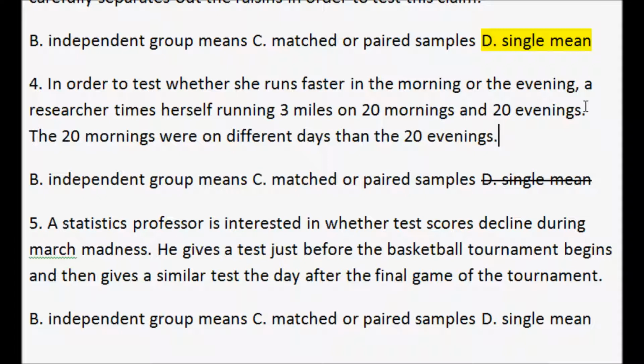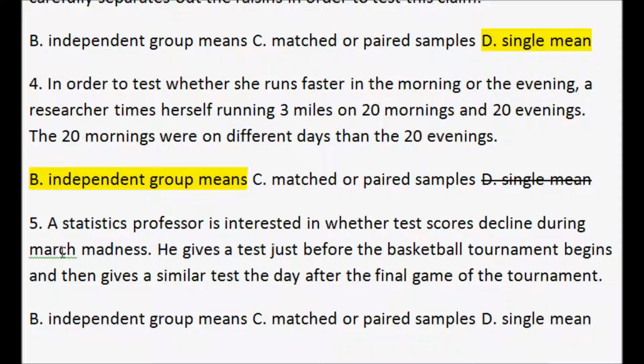So there is no connection. There's no relationship between the mornings and the evenings. You might have run in the morning on Monday and then in the evening on Tuesday, so that those were two separate days. No connection between the mornings and the evenings. So this one is going to be the independent group means.